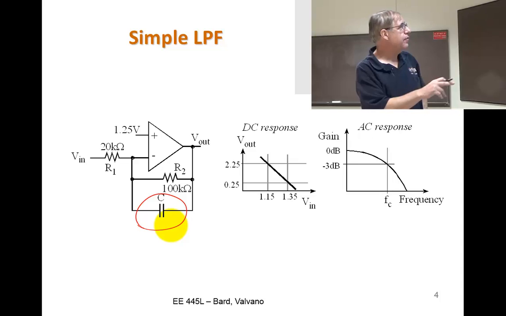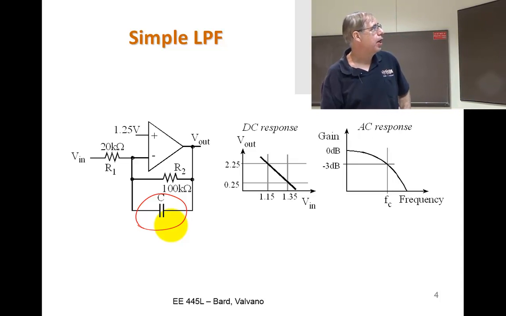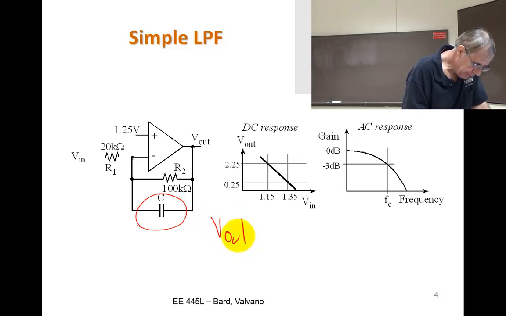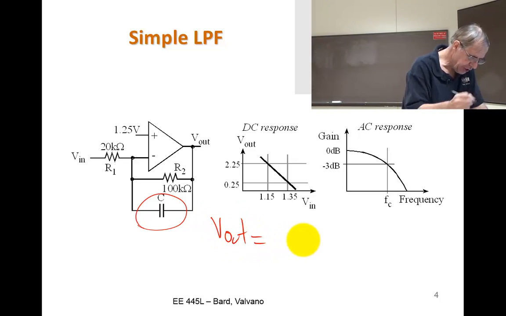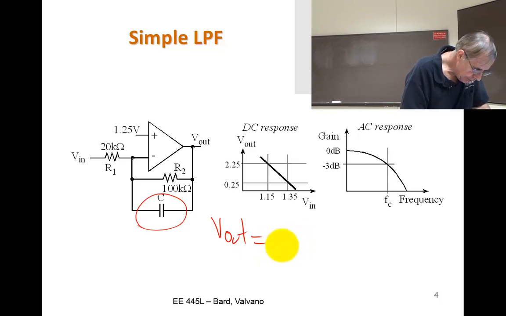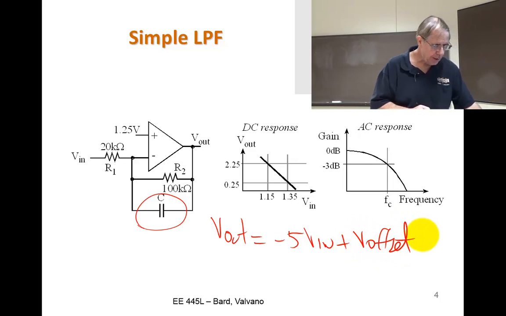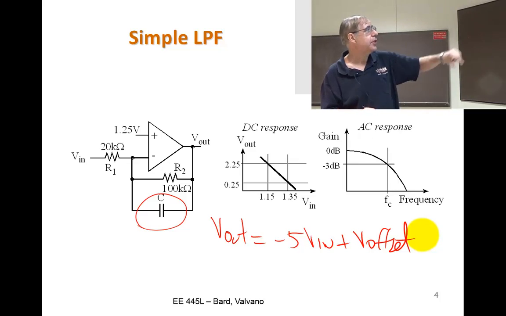But the gain of this circuit at DC is what? What's the ratio of the amplitude? V out equals what function of V in? You see that? The gain here is going to be -5 times V in plus an offset. That's how this is going to work: the ratio of those two resistors.